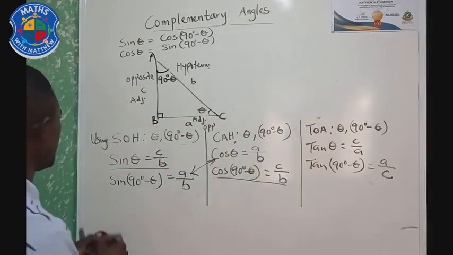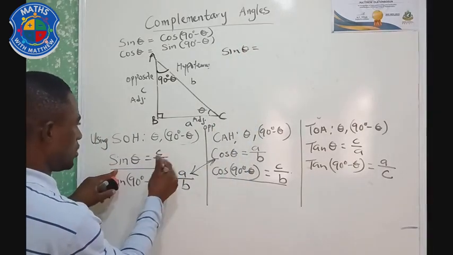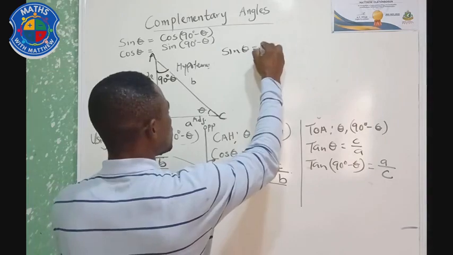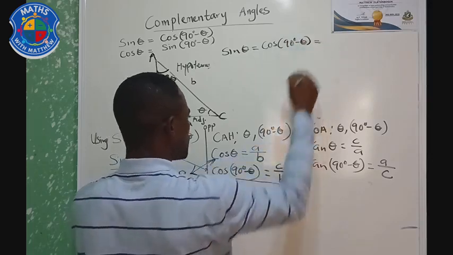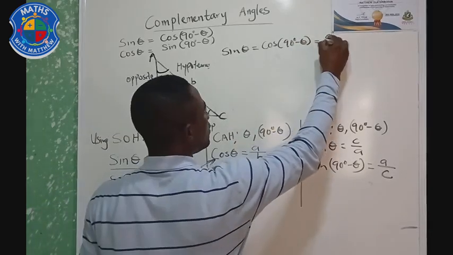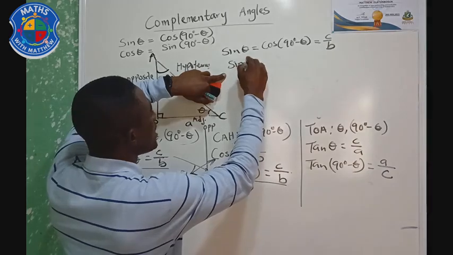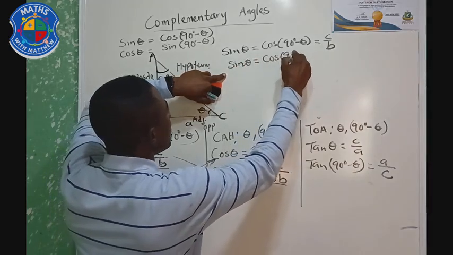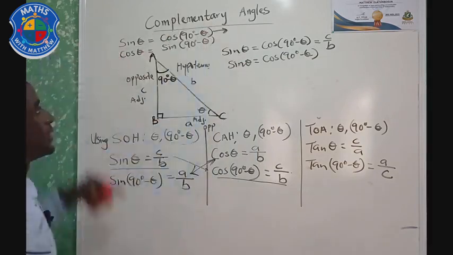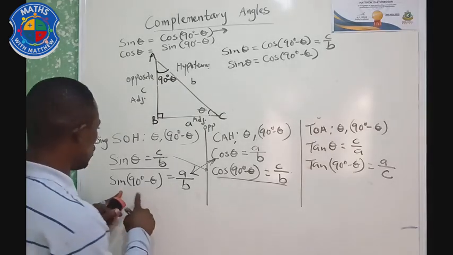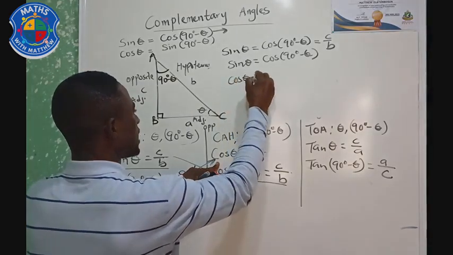We can see that sin theta is equivalent to what? Cos of 90 degrees minus theta, which is giving us C over B. Right? So from there, you notice that we can easily say our sin theta is equivalent to cos 90 degrees minus theta. That is how we get this. Do you understand?